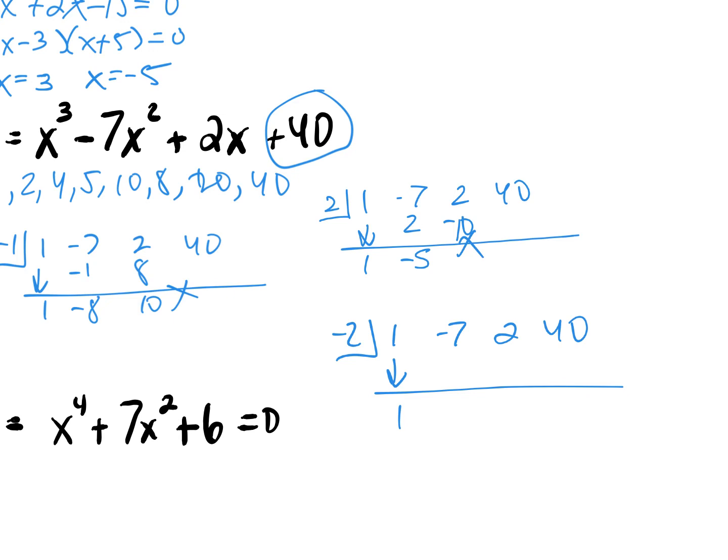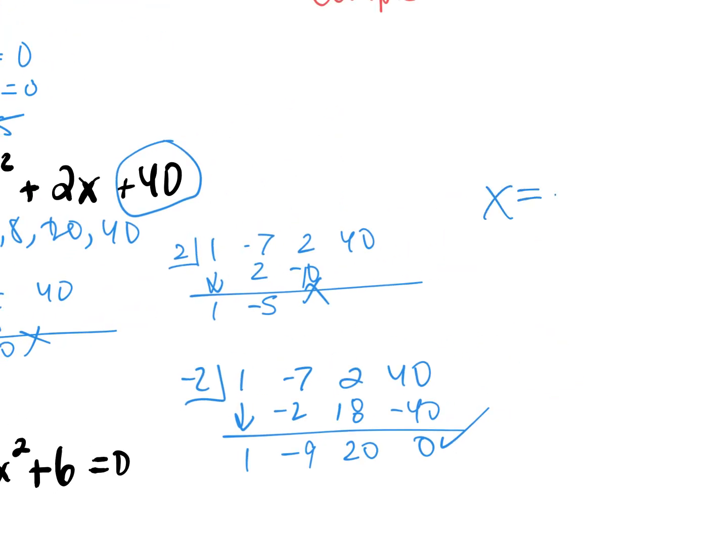So 1 times negative 2 is negative 2. Negative 7 and negative 2 is negative 9. Negative 9 and negative 2 is 18. 18 and 2 is 20. 20 times negative 2 is negative 40. What did you guys just show me? One of my zeros is x equals negative 2.